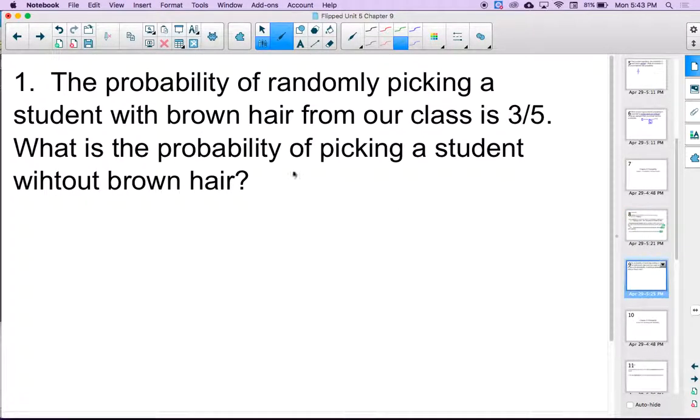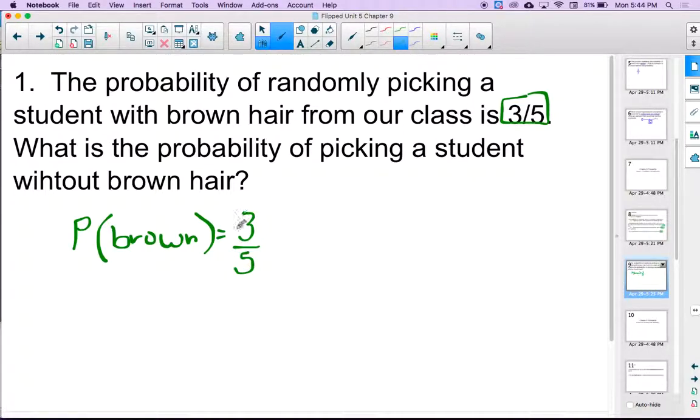Let's move on. Number 1 here, the probability of randomly picking a student with brown hair from our class is 3/5. Before we move on, let's talk about that. 3/5 is the probability of picking a student who has brown hair. I'm just going to write probability of brown. So the probability of picking a student with brown hair is 3/5. That means out of 5 total students, 3 of them will have brown hair.